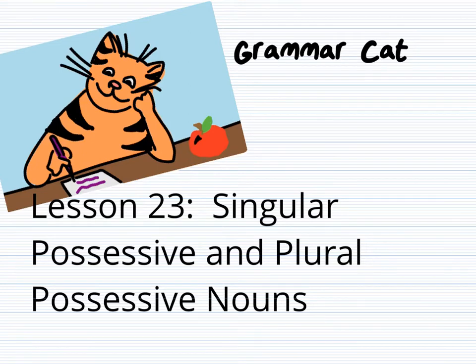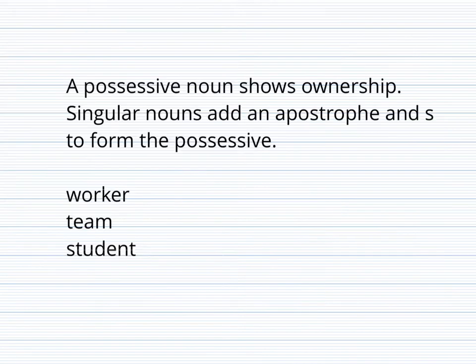Hey guys, let's talk about singular possessive and plural possessive nouns today. Remember that a possessive noun is going to show ownership. To make the singular form of singular possessive, you simply add an apostrophe S.